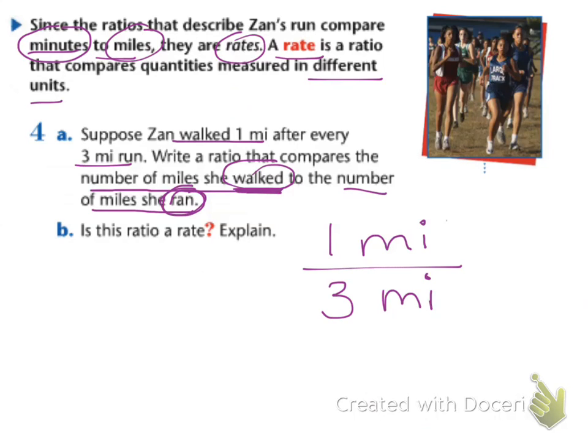So there's my ratio, 1 mile to 3 miles. So now your question: is this a ratio or a rate? And explain why. Write down on your paper what you think it is and why, and then unpause it. So hopefully you said that it is a ratio, because if you look at the two things I'm comparing, they're the same. So that's why it's not going to be a rate, and we just call it a ratio.